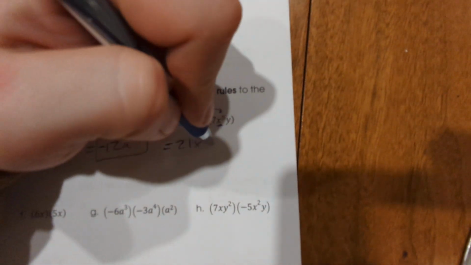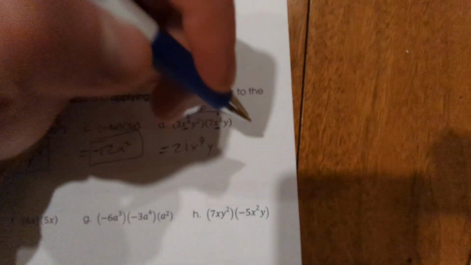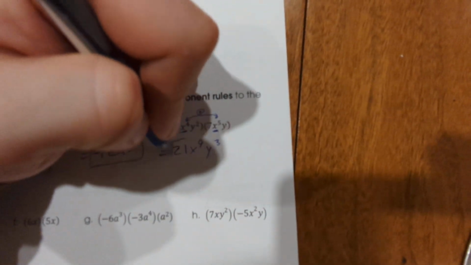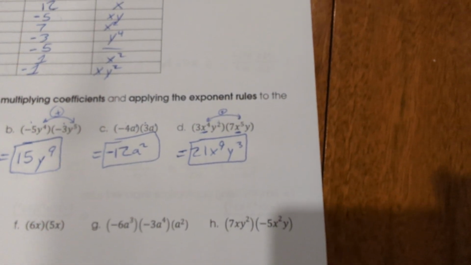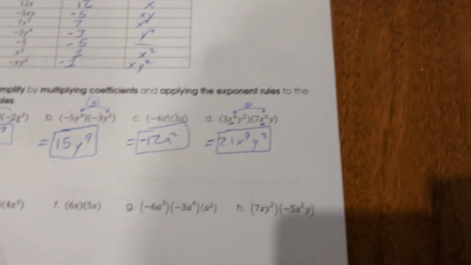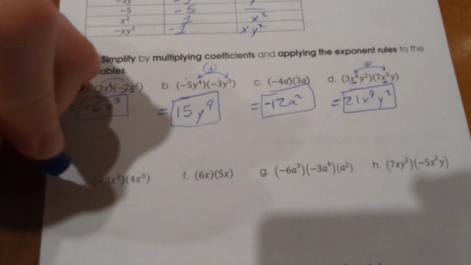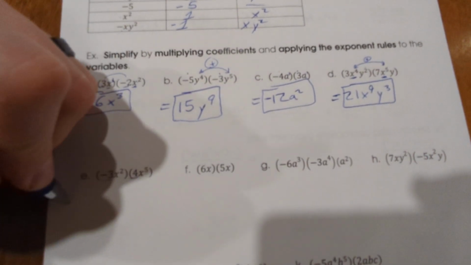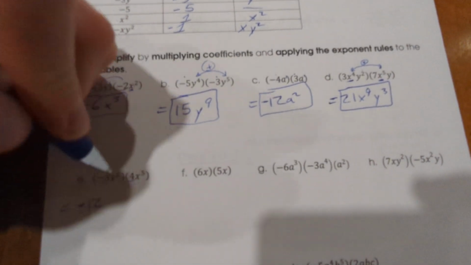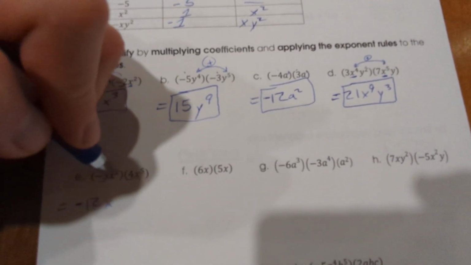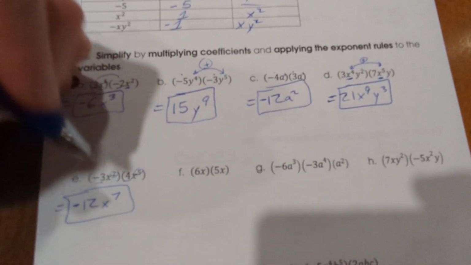And then we have y, and then we do 2 plus 1. 2 plus 1 is 3. So you have y to the exponent of 3. And that's it for that one. Okay. Moving on. This is the same sort of steps every time. So we have a number in front, and we just do regular multiplication with those numbers. Negative 3 times 4 is negative 12. And then we have an x, and because we're multiplying, we add exponents. 2 plus 5 is 7. And that's our final answer.